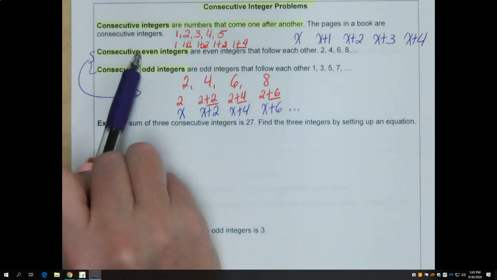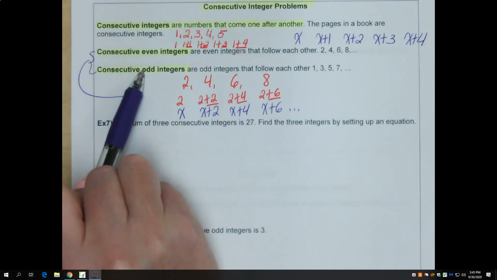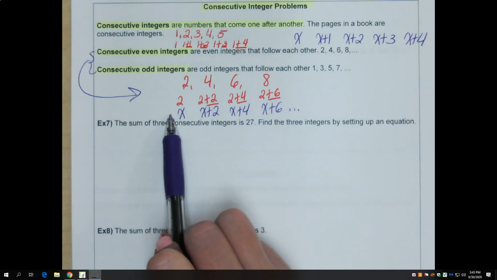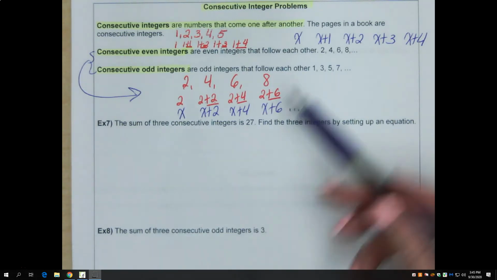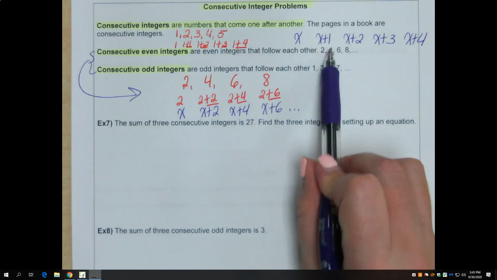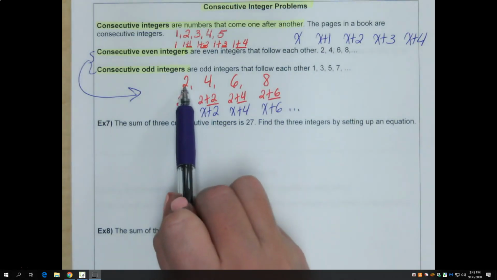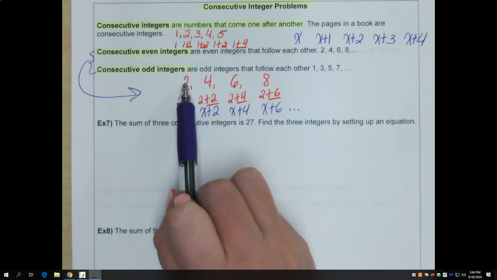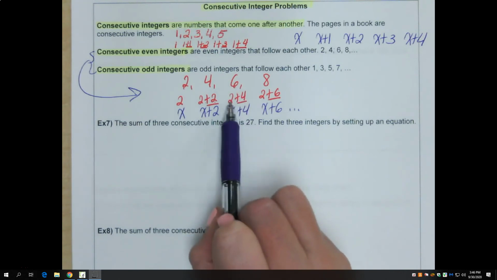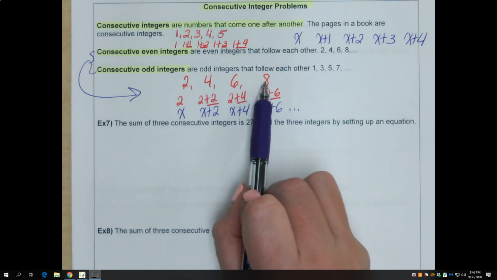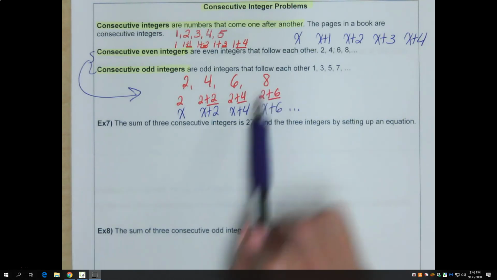If I'm dealing with consecutive even or consecutive odd, these are the expressions that we're going to use instead. And it's the same thing. I just used the consecutive even as the example here, but it works for both. So let's say I start with the number 2, right? How do I get from 2 to 4? Well, 2 plus 2 is 4. How do I get from 2 to 6? 2 plus 4 is 6. How do I get from 2 to 8? 2 plus 6 is 8.